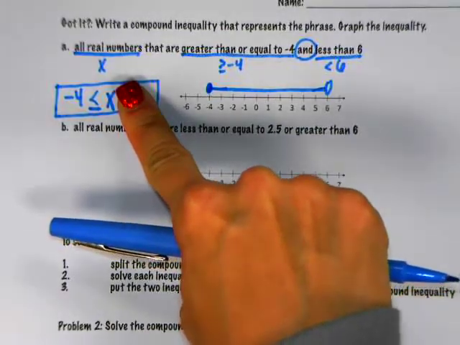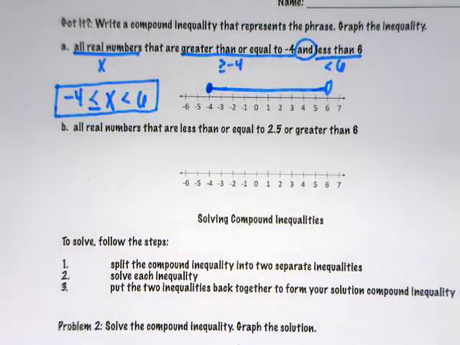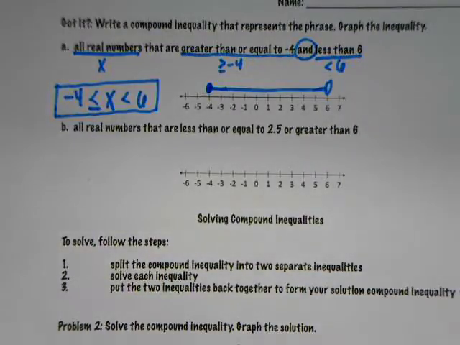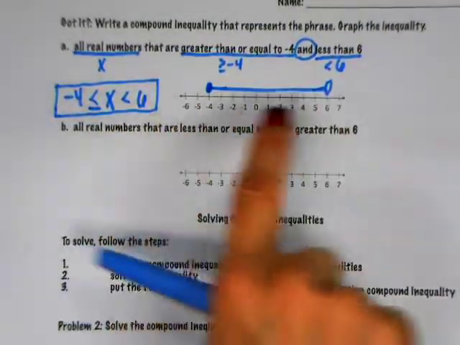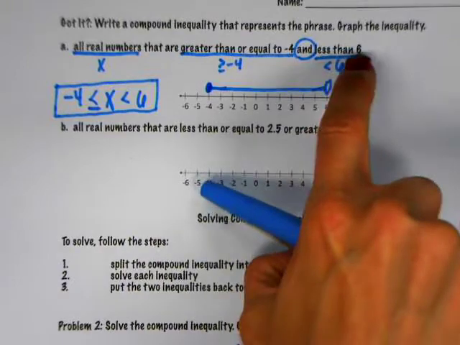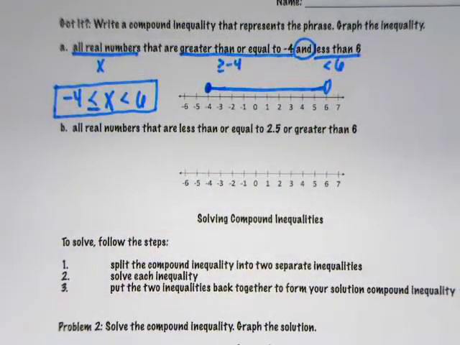Got it? Okay. Why would it be open for 6? Because it's only less than 6, it's not less than or equal to. Does that make sense? Yeah. Okay.